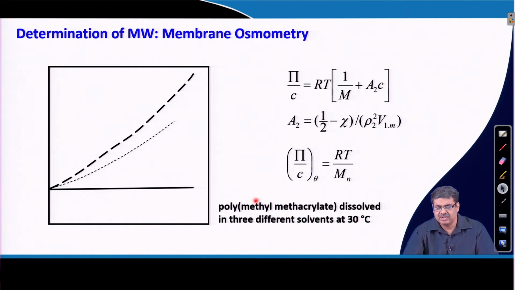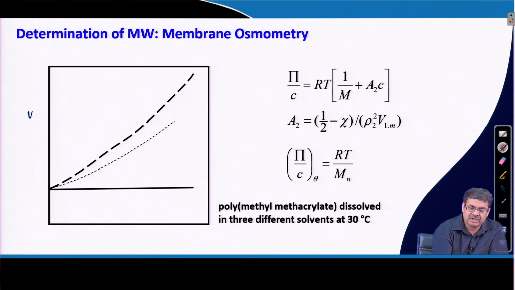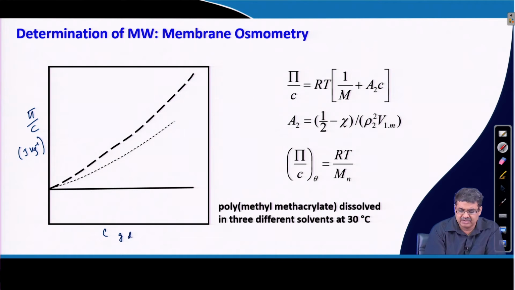So, this is the example where pi by C is plotted. The unit of pi by C is joule per kg, SI unit, and concentration is gram per dm cube. So, PMMA is dissolved in 3 different solvents. This is toluene, this is acetone, and this is acetonitrile.